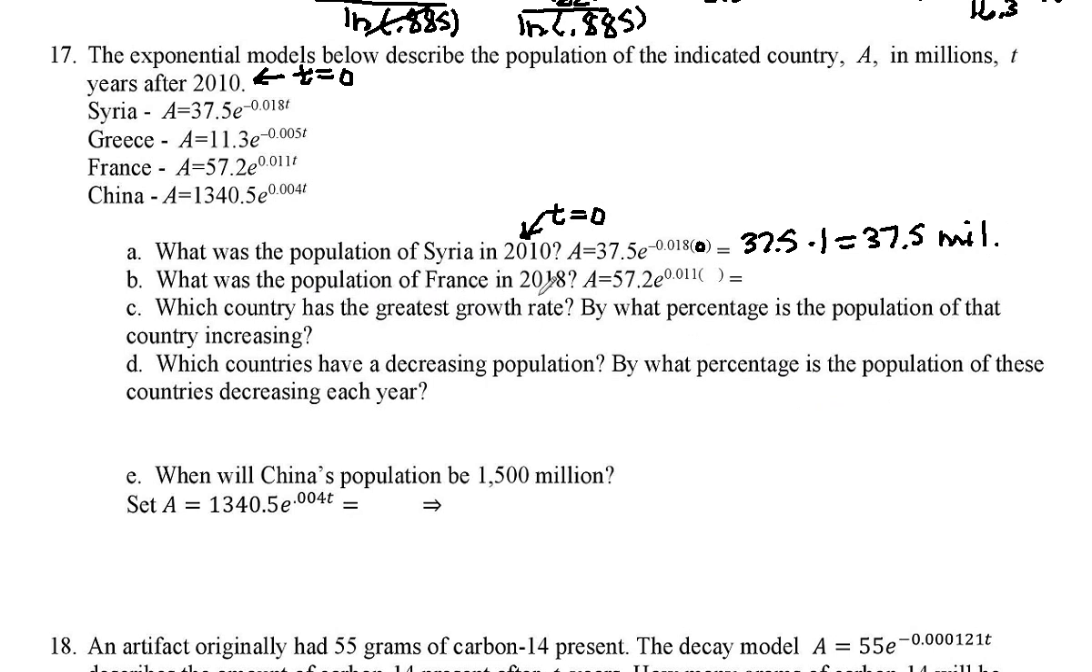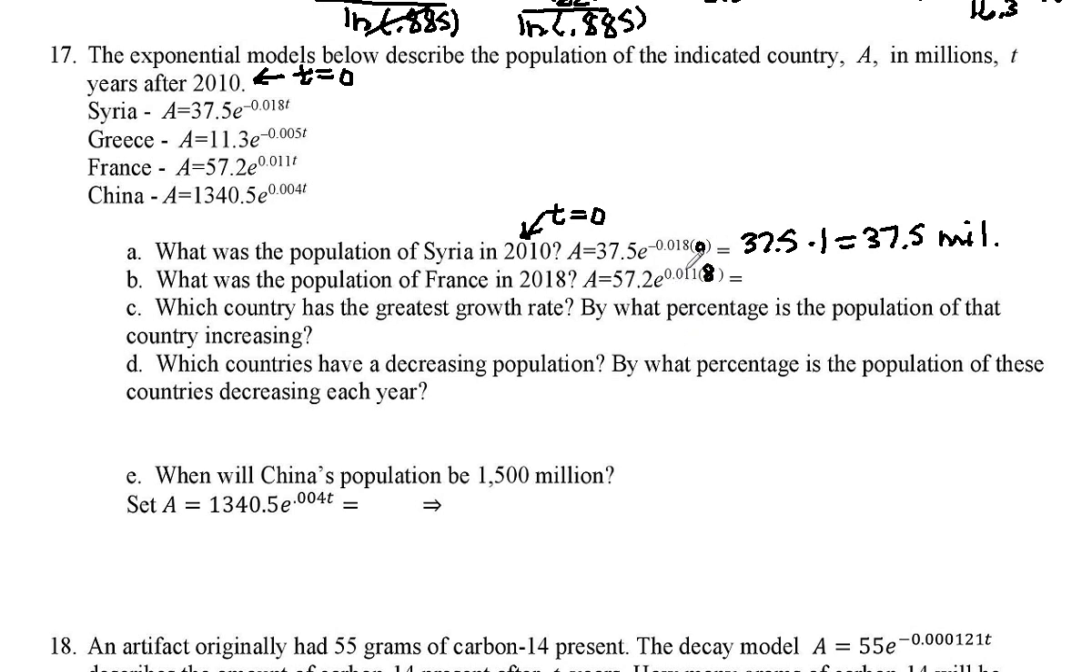What's the population of France in 2018? So that's time 8, because that's 8 years after 2010. So we're going to take the France formula here, 57.2 e to the 0.011 t, and we're going to plug in 8 there. So 57.2 e to the 0.011 times 8. And then we plug that into the calculator.